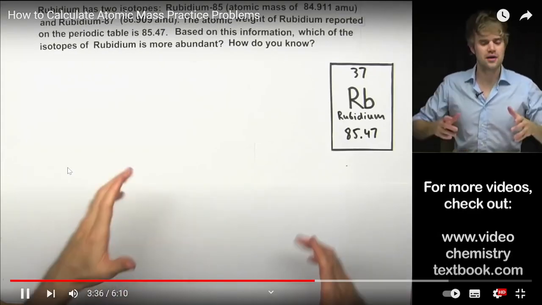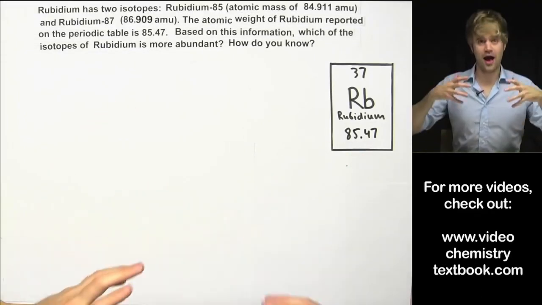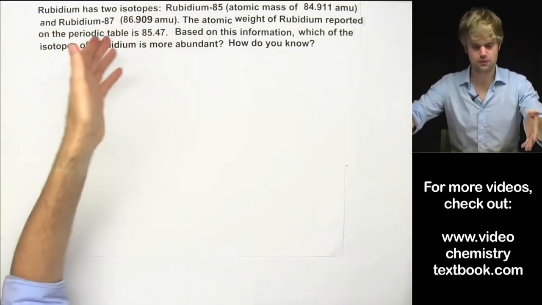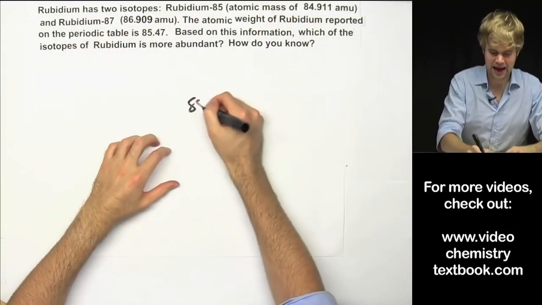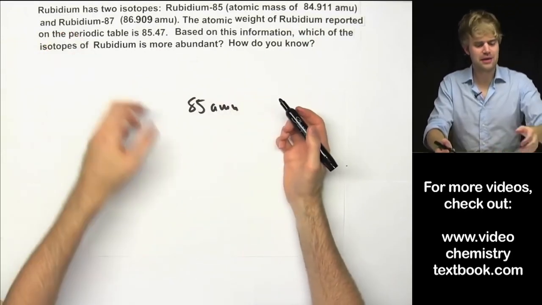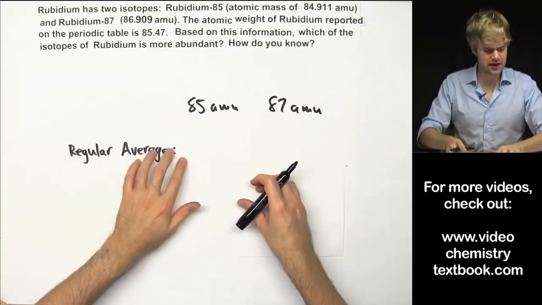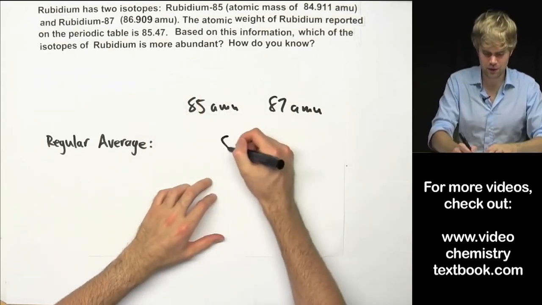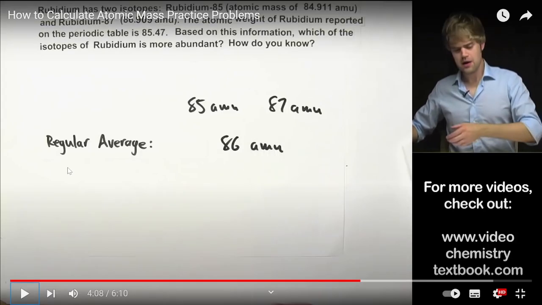One is more abundant. This is a thought question where you don't really have to do any calculation. And it revolves around the idea of relative atomic mass, atomic weight. So how does this relate to these two isotopes? Well, we have rubidium-85, which weighs pretty close to 85 AMU, and rubidium-87 that weighs pretty close to 87 AMU. So for these two, the regular average, if we had the exact same amount of both, would be right in the middle, 86 AMU. Does that make sense? If we had 50% of each, we would have 86 AMU.